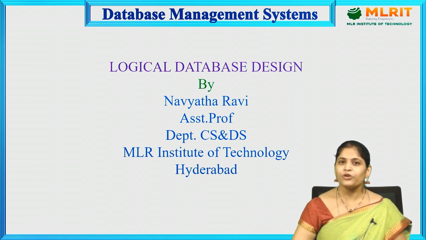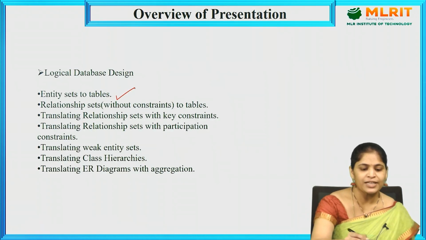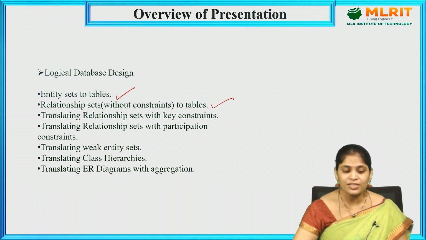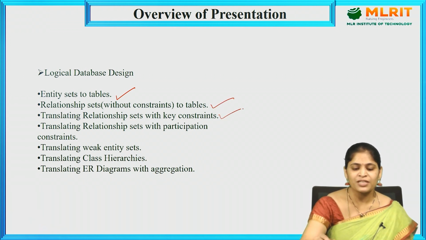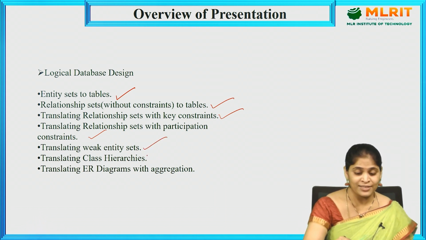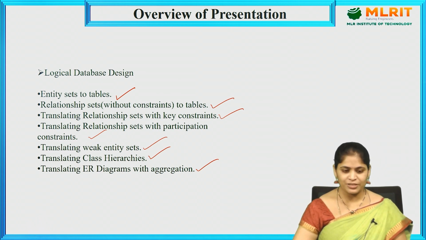Today I am going to deal with the topic Logical Database Design. The overview of this topic includes entity sets to tables, relationship sets to tables without constraints, translating relationship sets with key constraints, translating relationship sets with participation constraints, translating weak entities, translating class hierarchies and translating ER diagrams with aggregation. So these are the topics included in logical database design.